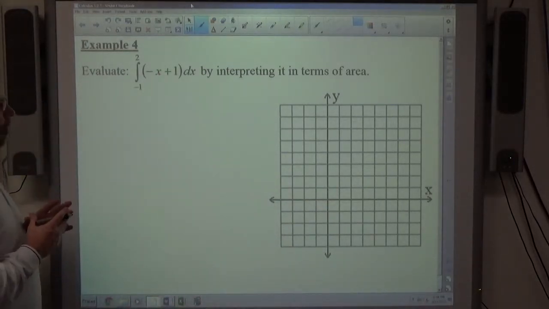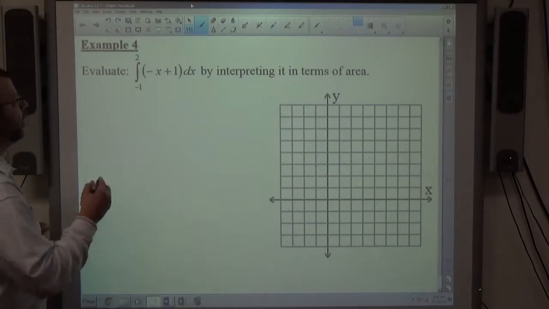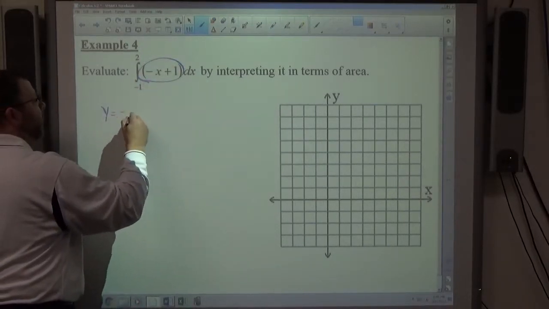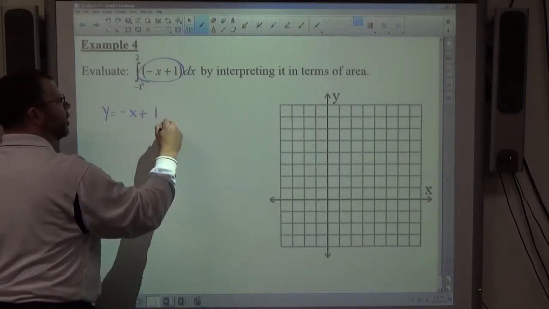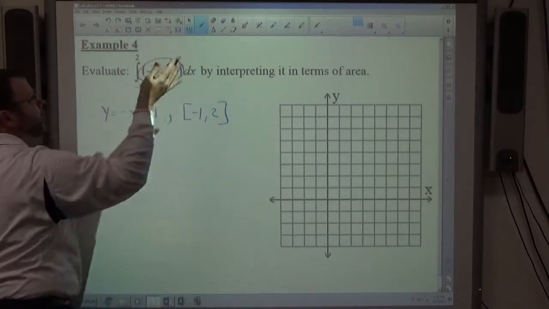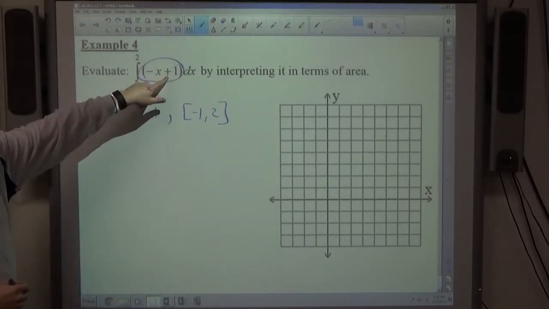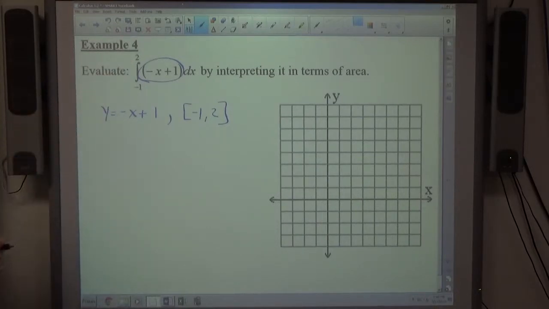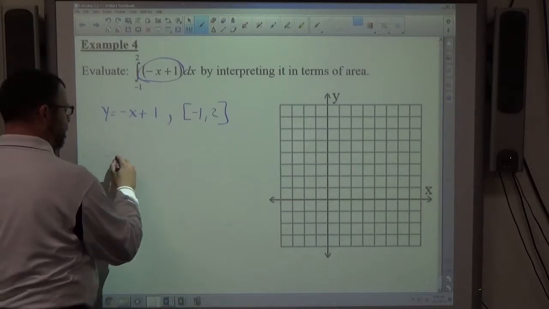And it represents areas. So if we look at the equation y equals negative x plus 1, that is what would be established here. And we're going on the interval from negative 1 to 2. So just using the same principles we did with the first three examples, this is the equation, this is the x interval that we're dealing with. But now we want to actually graph this in order to establish what this looks like.